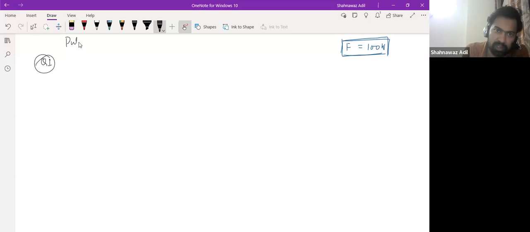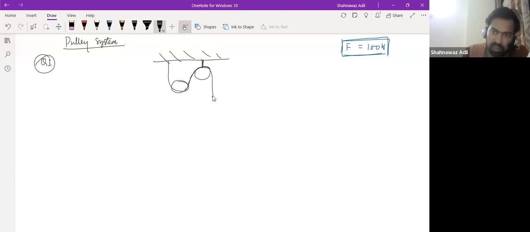Right, this is a pulley system. Maria asked some more questions on this, so two questions from this one. This is the rigid wall, right? And then you have this string. This pulley is attached, and this string is going upwards, and then you have another pulley, which is attached in here, and this is going downwards. And here you have a force. The force value is given, that is 2 mg.